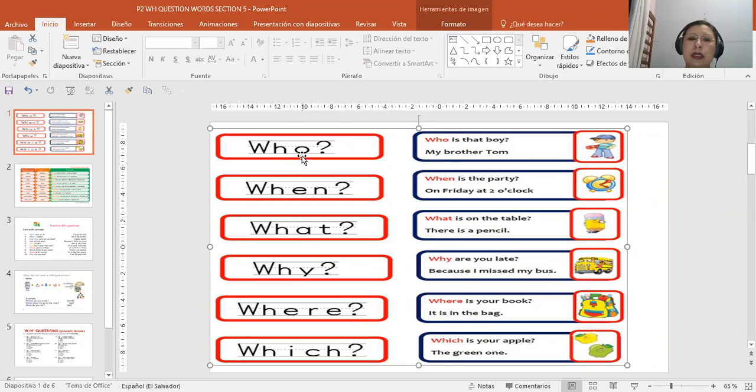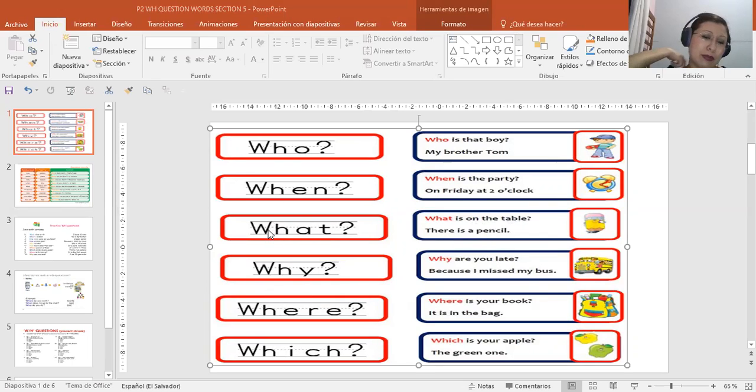In las WH words, you know that when we use who, we are talking about a person. Who is that boy? My brother Tom. Cuando usamos la WH word who, estamos preguntando quién, ¿verdad? Ok, perfect. When we use the word when, cuando uso la palabra when, estoy preguntando acerca de una date, una fecha. Por eso sale aquí el relojito, ¿verdad? When is the party? ¿Cuándo es la fiesta? On Friday at 2 o'clock. El viernes a las 2 de la tarde. Entonces vean, doy dato completo de fecha y hora. When I say what? What is on the table? ¿Qué está sobre la mesa? There's a pencil.